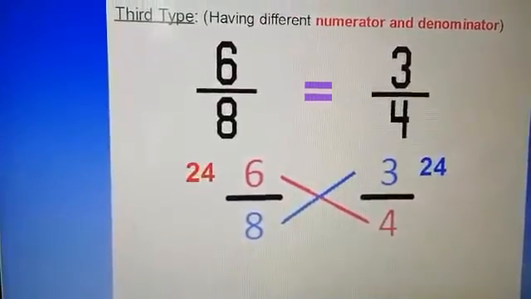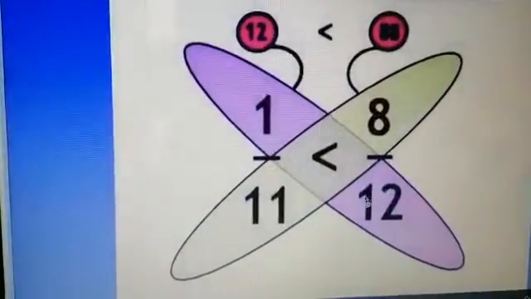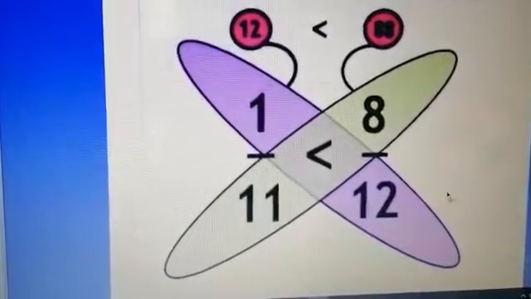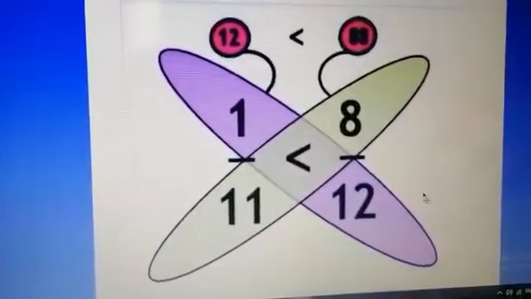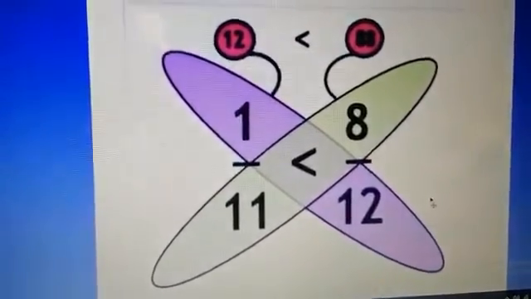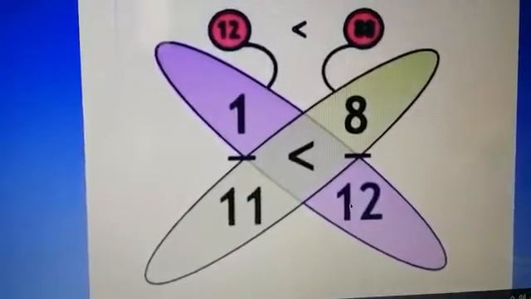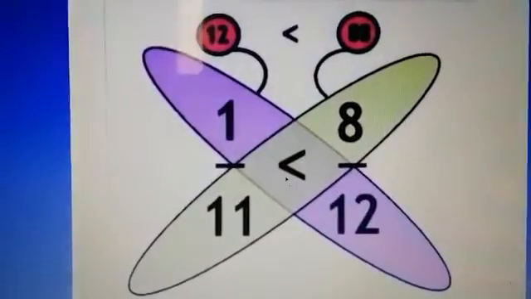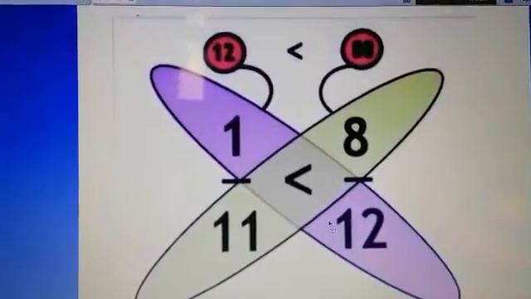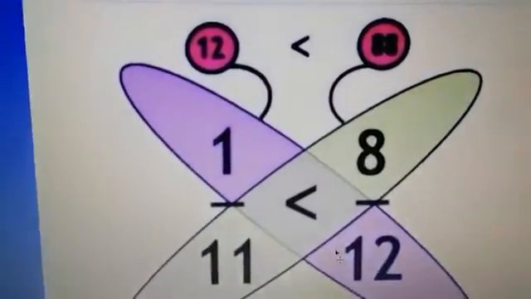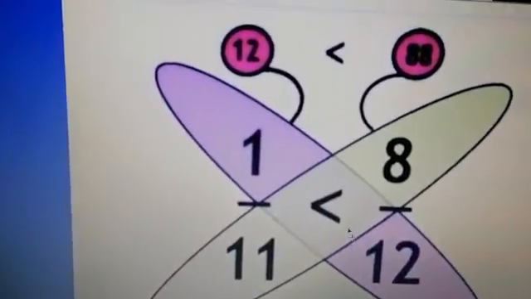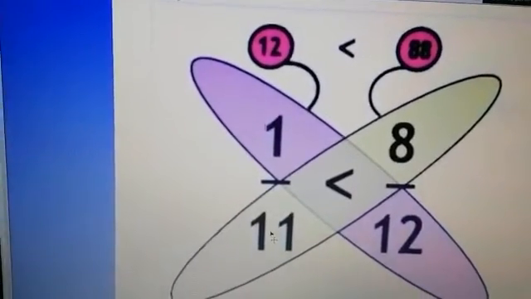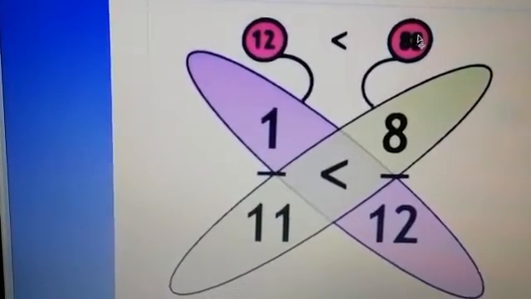Let us take another example. 1 over 11 and 8 over 12. Yes, this fraction has different numerators and denominators. So we multiply. Look at the pictures. It looks like the wings of a butterfly. So we multiply 1 times 12. The answer will be 12. And 11 times 8. The answer will be 88.